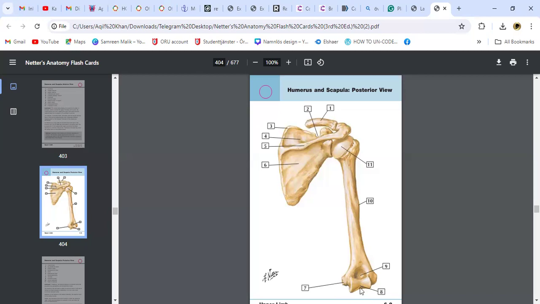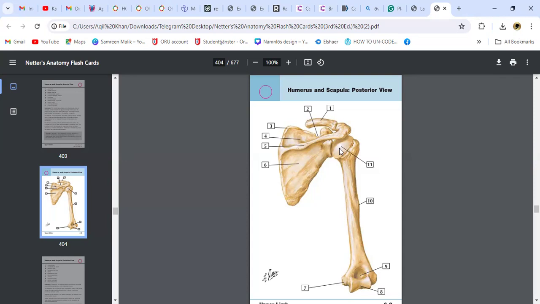8 is the trochlea. Right. Number 9 is the olecranon fossa. See, that's the fossa, depression. Number 10 is the deltoid tuberosity. Why is it called deltoid tuberosity? Any clinical significance of it? 11, that is the head of the humerus, right? That's the head of the humerus.